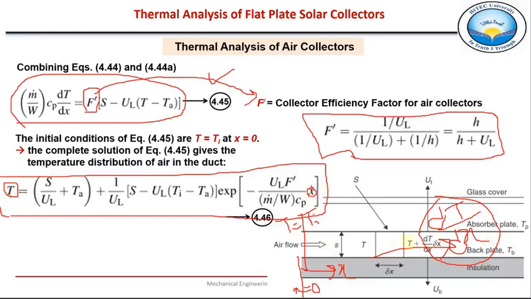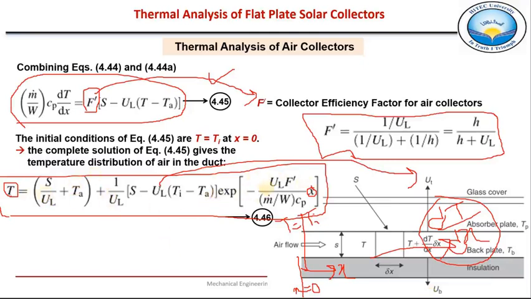X is the flow direction in this case. This direction is the x direction, right? Where Ti is the inlet fluid temperature, UL is the overall heat transfer coefficient, which we have assumed UL is equal to UT by neglecting UB, right?